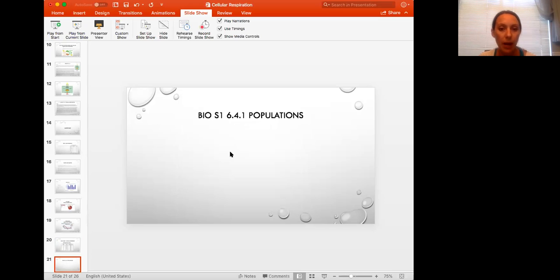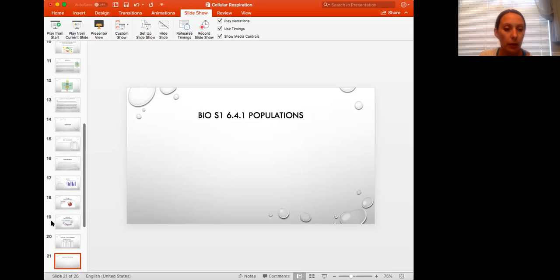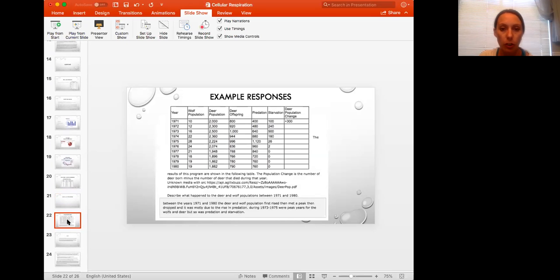In biology, semester 1, 6.4.1, there is an activity called Populations. In this activity, they're looking at a data table of a population of deer and wolves.